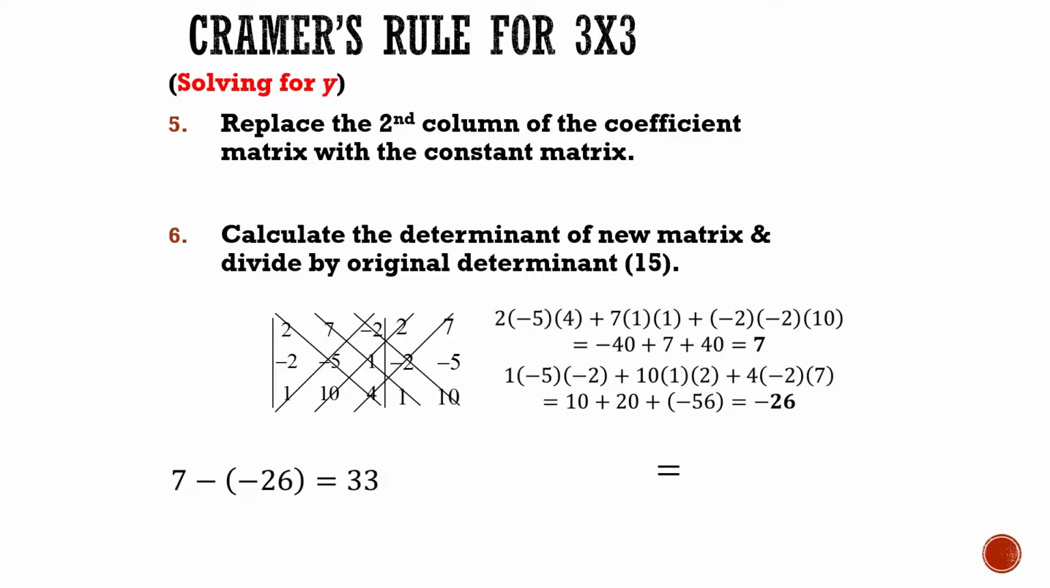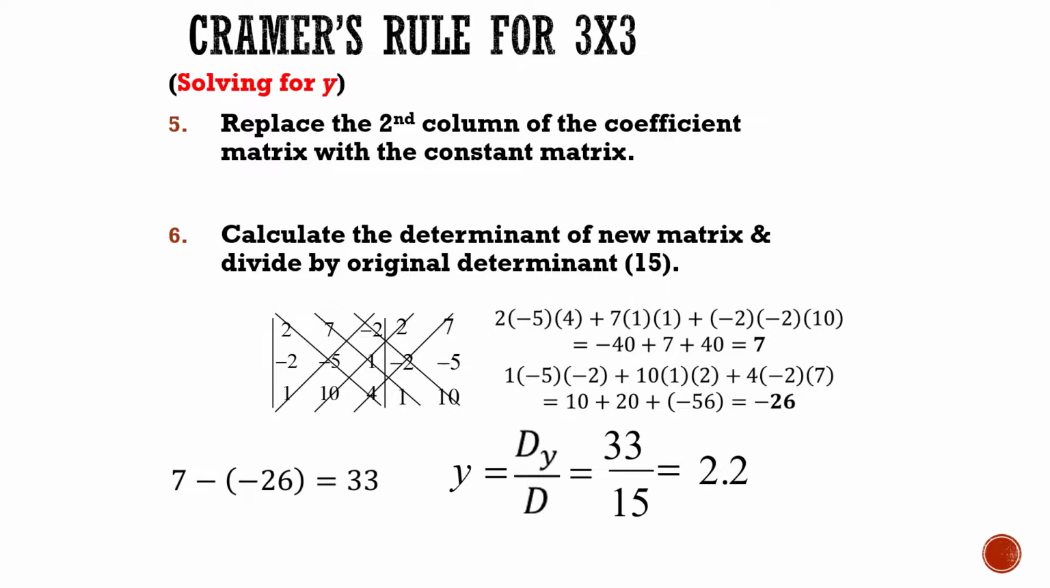And so y is the determinant of y over the original determinant. Our determinant of y is 33. Original determinant gave us 15. So our final answer is 2.2.